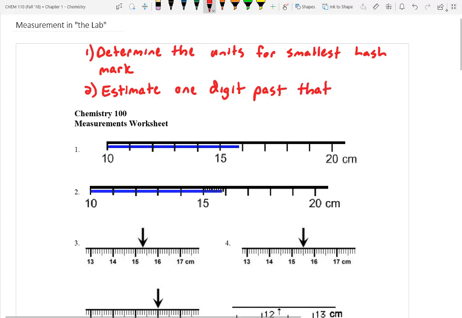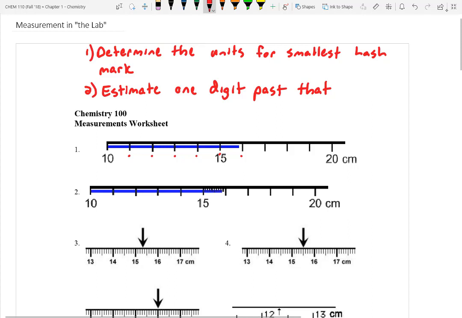All right, so let's take a look at the first one. What do the hash marks represent on this ruler? Are they the tenths place, the ones place, the hundredths place? What do you think? Looks to me like a ones place, right? Pretty simple. We're going 10, 11, 12, 13, 14, 15. So each of the hash marks represents a ones digit, right? So this would be 11, 12, 13, 14, 15, and so on. So we know for sure that that blue line is somewhere between 15 and 16, right?